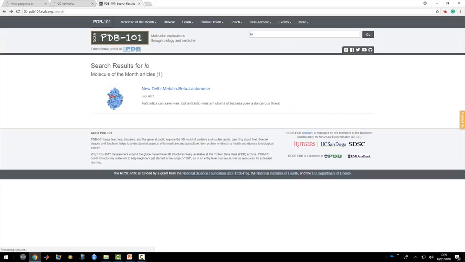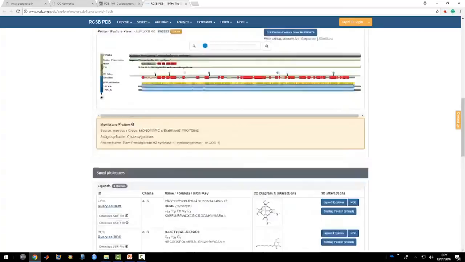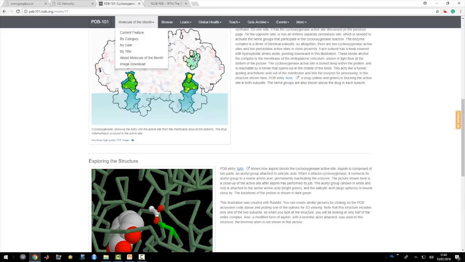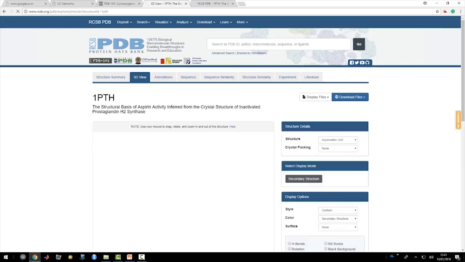A lot of information is given about this protein and what it interacts with. As I said, there are two enzymes. One is called cyclooxygenase 1 and the other one is called cyclooxygenase 2. This is 1PTH, the prostaglandin H2 synthase, or the COX, as it is called. So you can see, I think aspirin bound, or what? Let's see, what is it bound to?